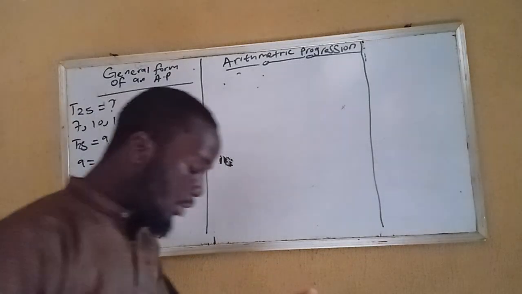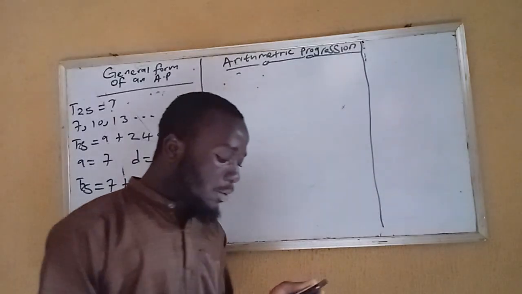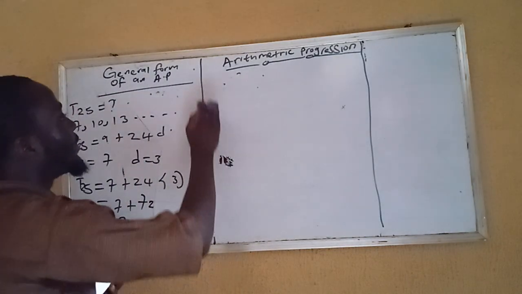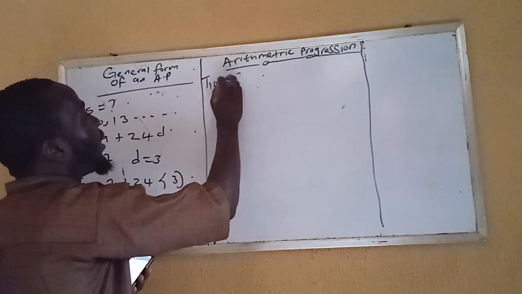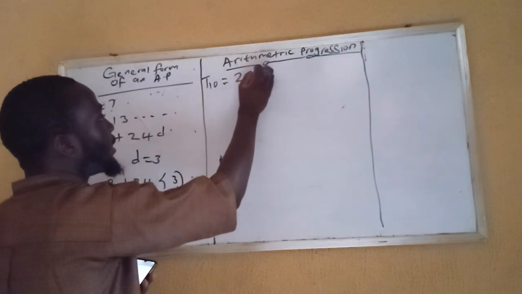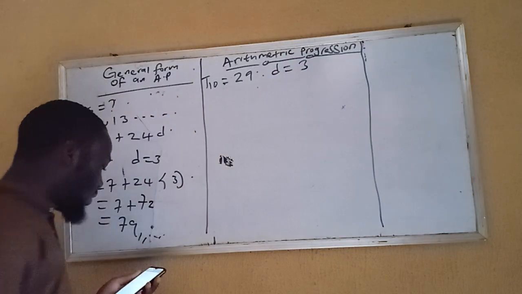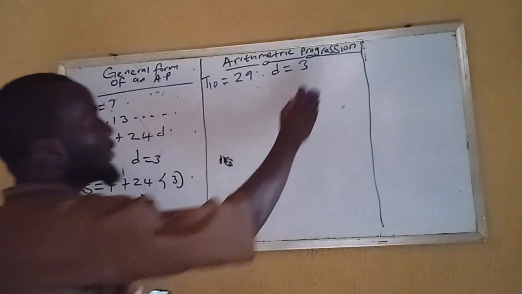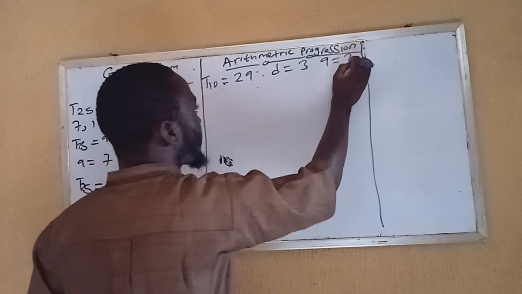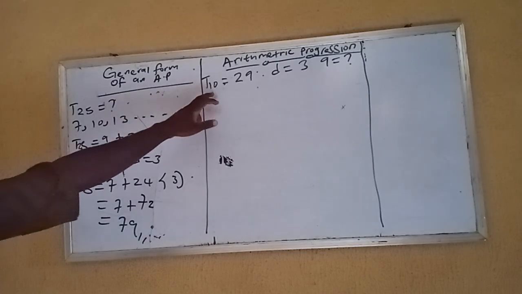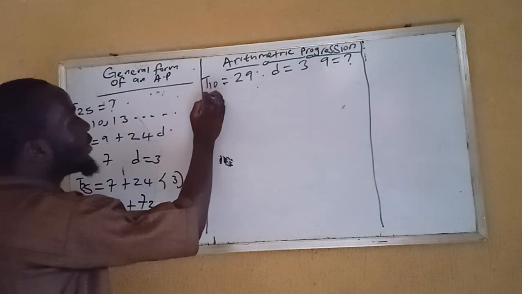So let's solve another question. The 10th term of an AP is 29. They're giving us the value for the 10th term. And the common difference is 3. You are given the common difference to be 3, which is our D. We now have to find the first term, A. Looking at this question, what is the formula for the 10th term?